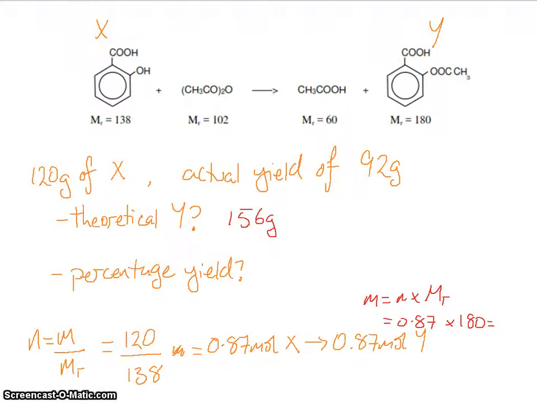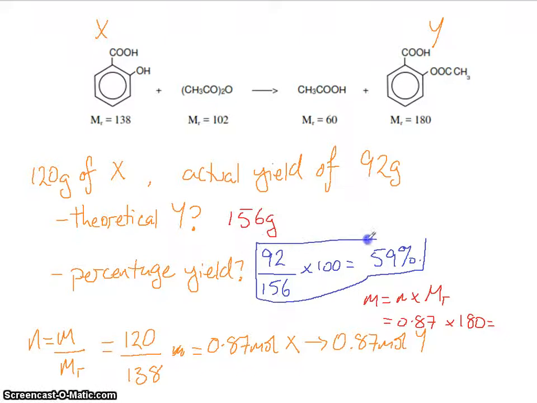Our percentage yield then is just as before. We've got an actual yield of 92 and we expect to get 156. Multiply that by 100 and we would then get a percentage yield of 59%. Okay, so not a very efficient reaction here.